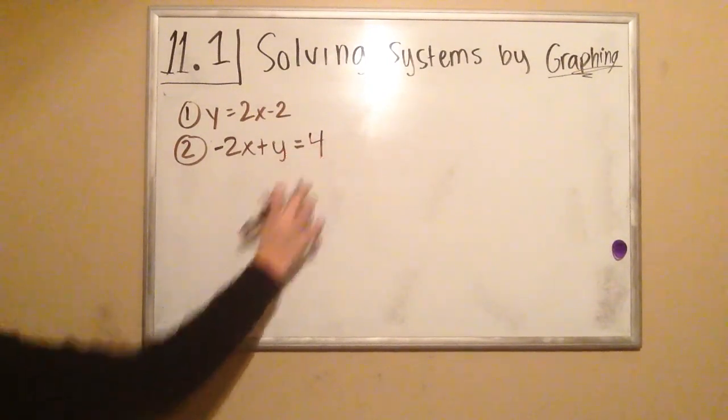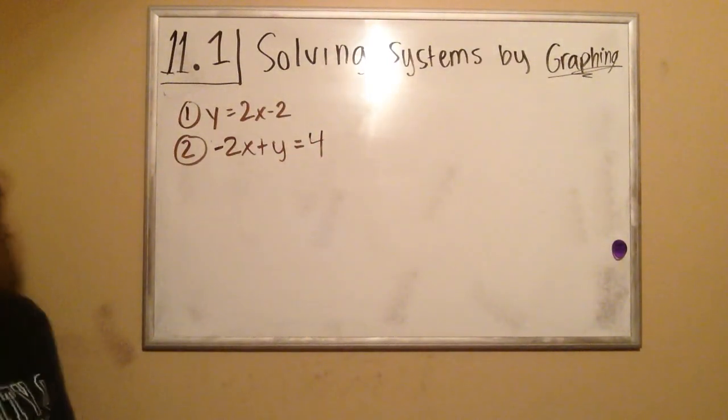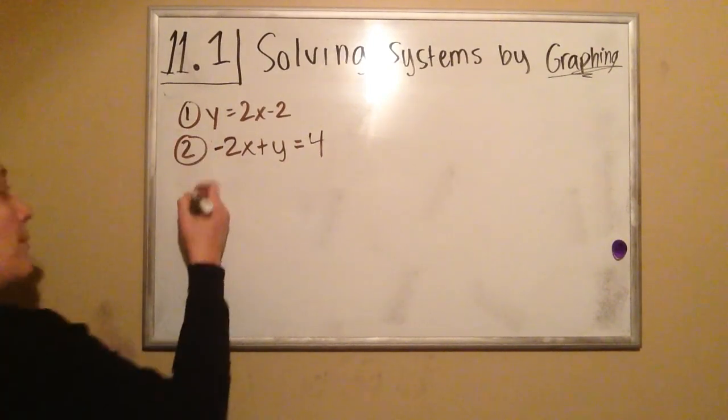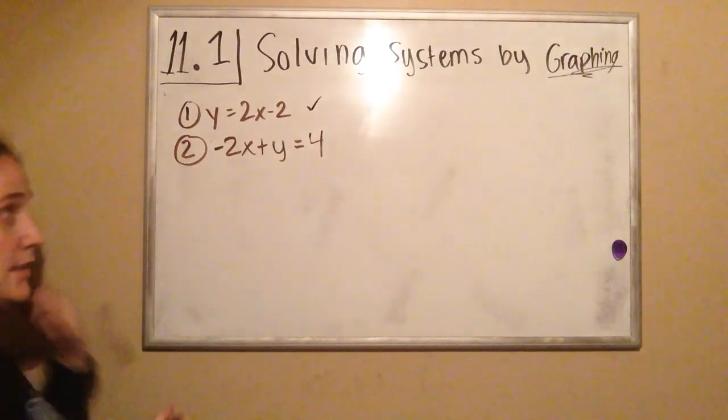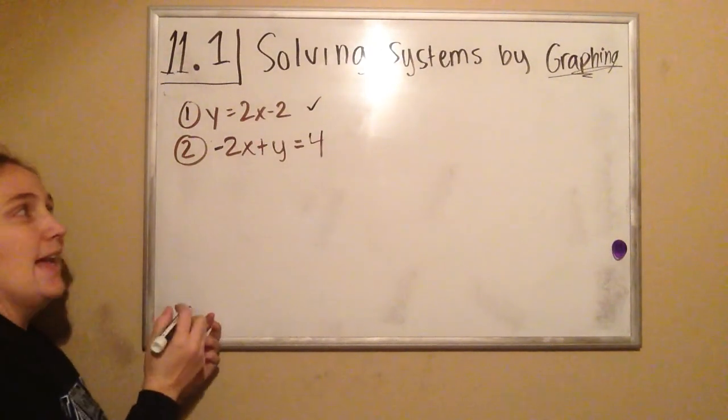We are going to solve them. We are going to get our solution out of them. So in order to graph them, because that's what we do, we graph, we are going to need to get the y by itself. In number 1, it's already done. It's in slope-intercept form. Number 2, it's not.